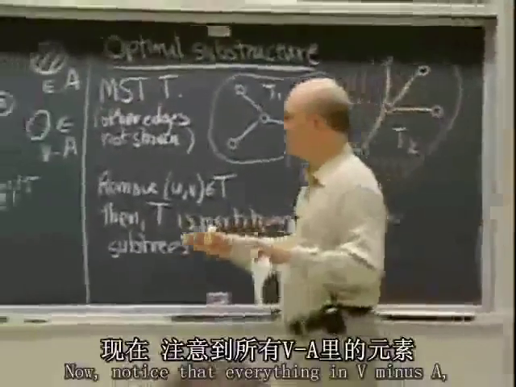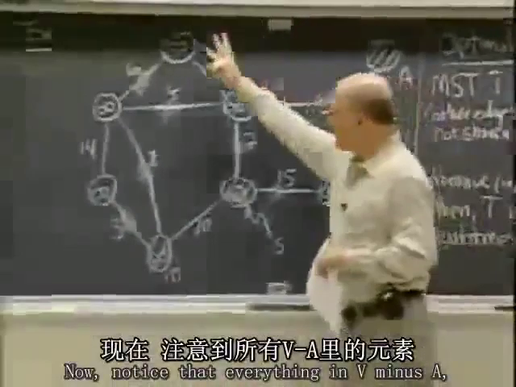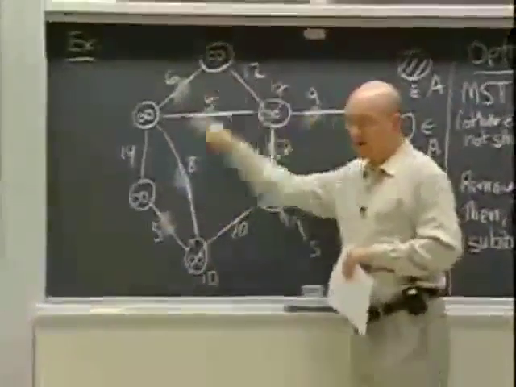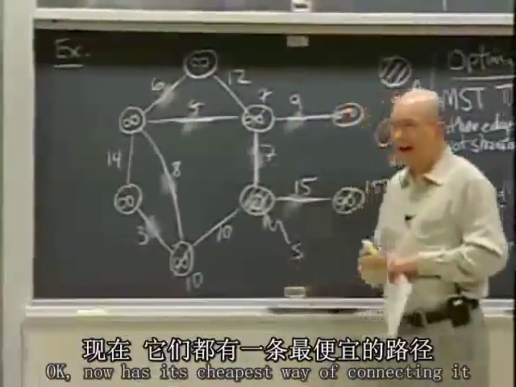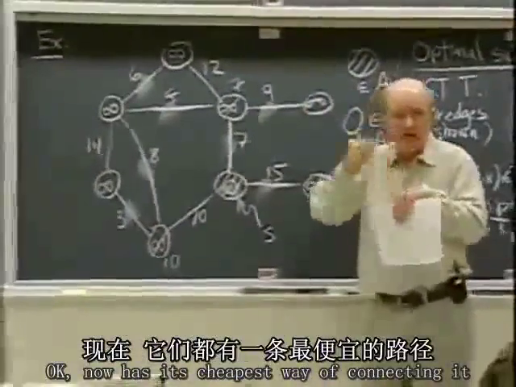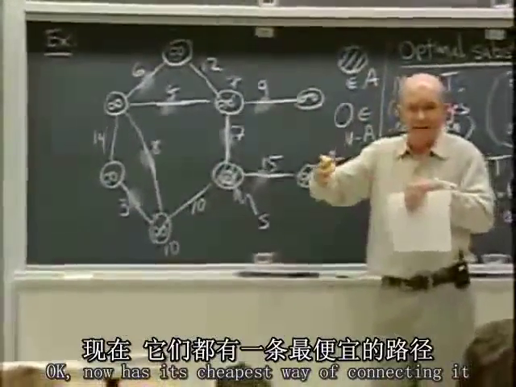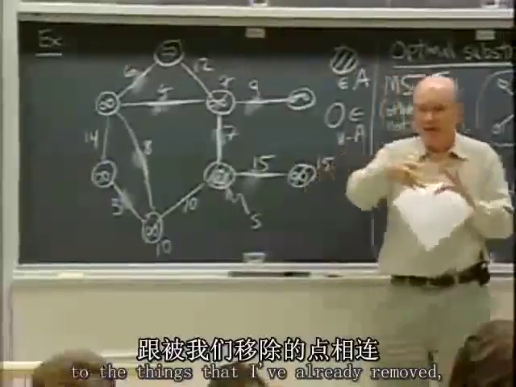Now notice that everything in V minus A, that is, what's in the priority queue, everything in there now has its cheapest way of connecting it to the things that I've already removed, the things that are in A.